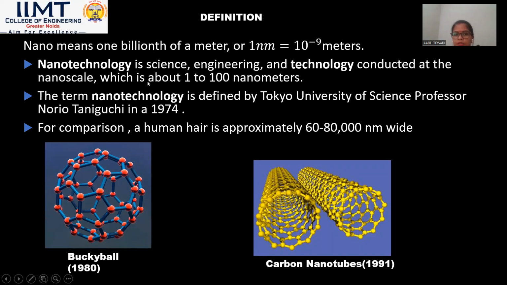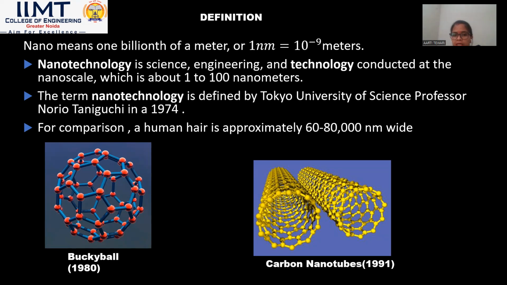Now, what is nanotechnology? Nanotechnology is science, engineering, and technology which is conducted at a nanoscale. From 1 nanometer to 100 nanometers, we will treat it as nanoscale, and above 100 nanometers, we will treat it as a bulk material. Okay? The term nanotechnology was defined by a Tokyo University professor in 1974.